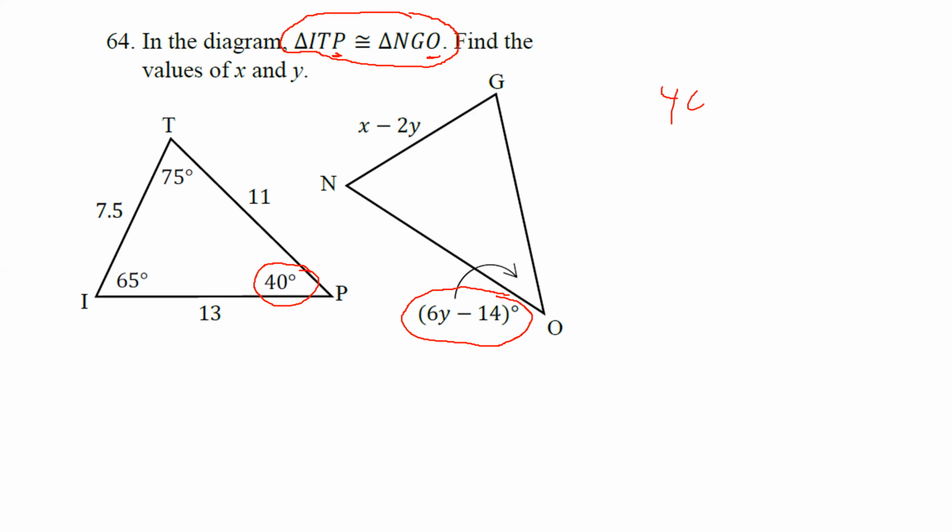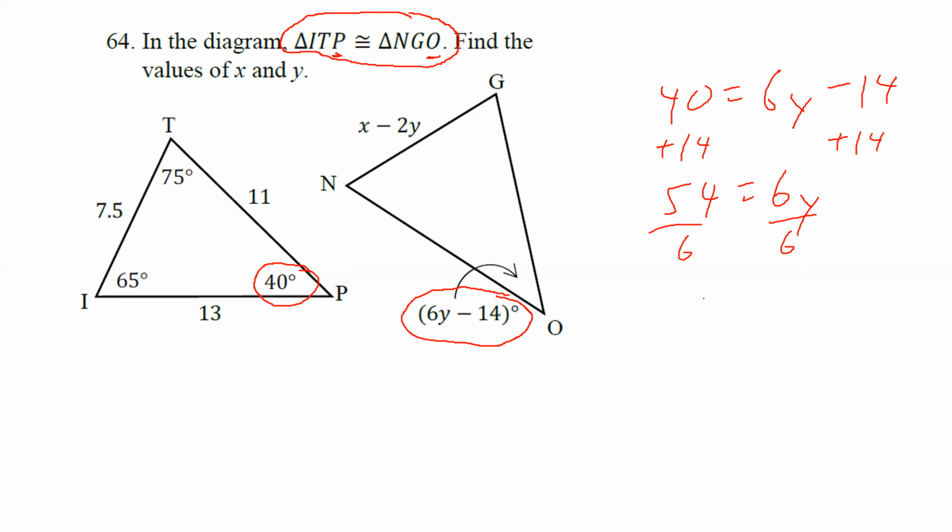So 40 equals 6y minus 14. Add 14 to both sides. That gives us 54 equals 6y. Divide off the 6, and we get 9. So y has to be equal to 9. Now we can solve for the other piece.